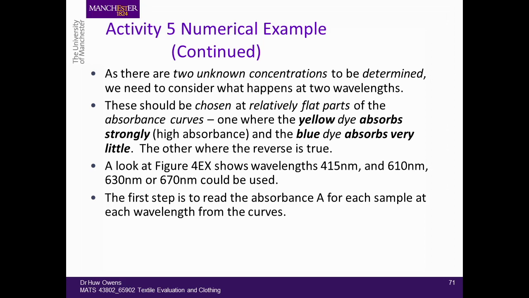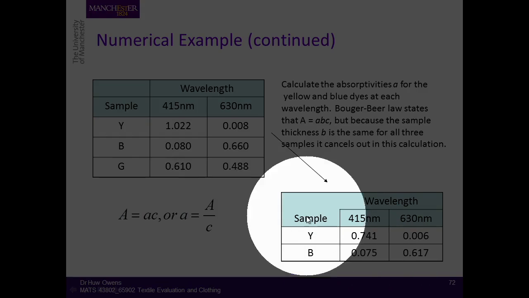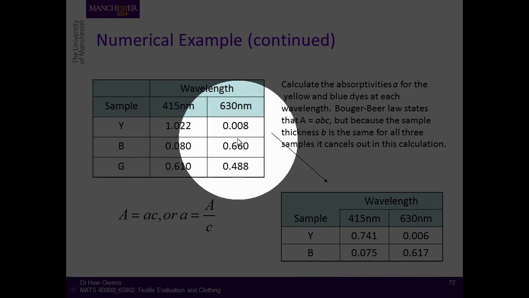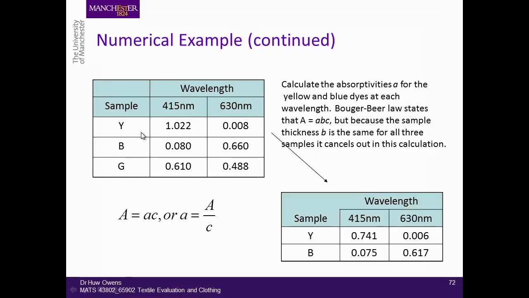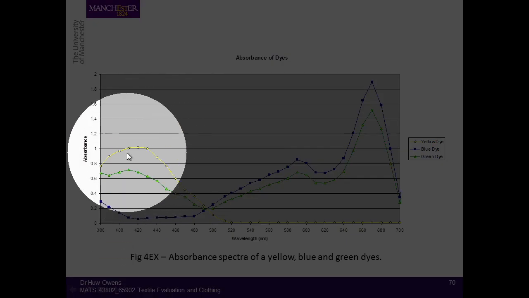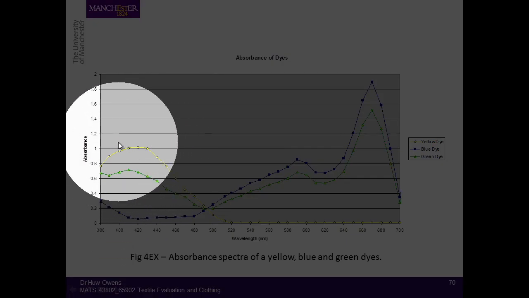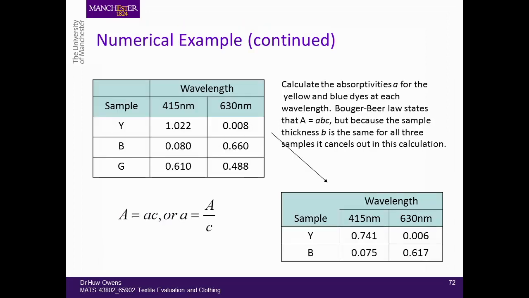First step, read the absorbance values at those points. Once we've got the absorbance values, we just read these straight off the graph. So at 415, y should be about 1.022. Yeah? And so we've just read these values straight from the graph.